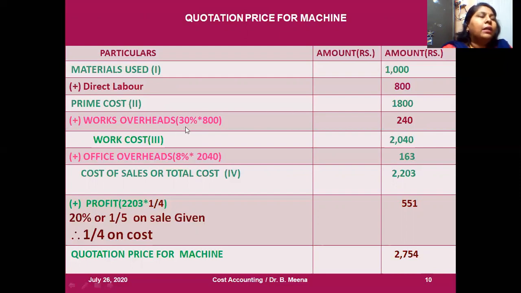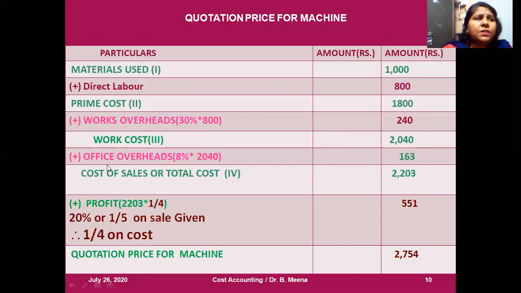Always, whenever you are calculating quotation factory overheads, you need to apply the percentage of factory overheads on direct wages or direct labor of the quotation, not on any other amount. So 30% on direct labor. What is that? 800. So 240. Okay. Then I'll get the work costs.